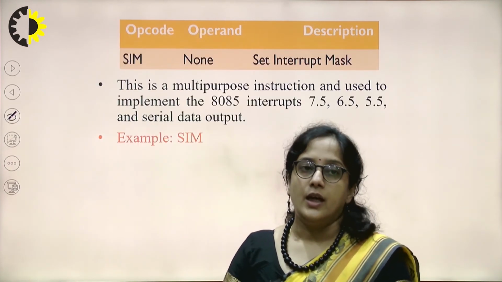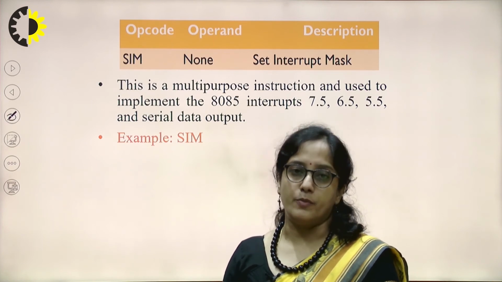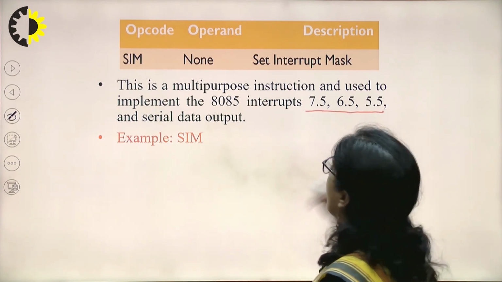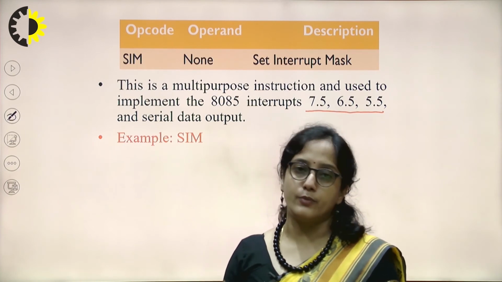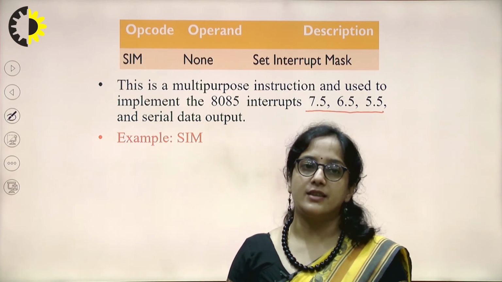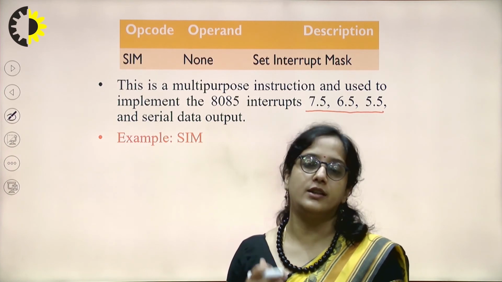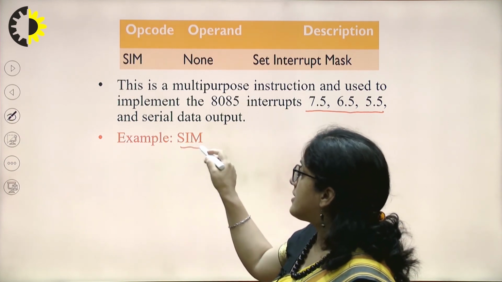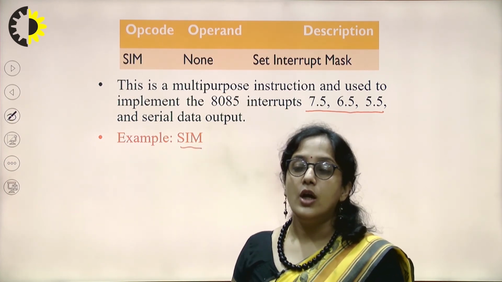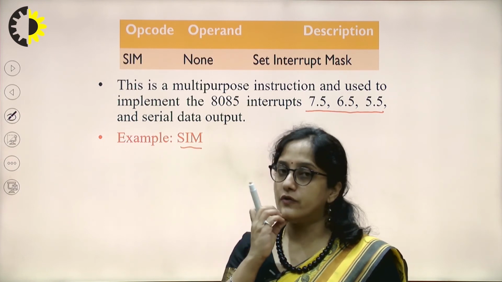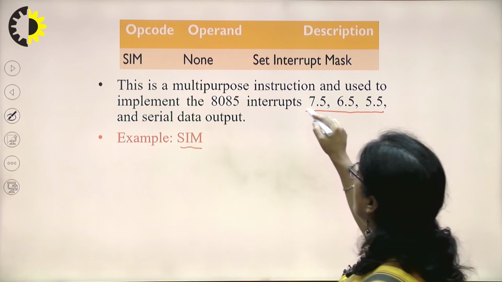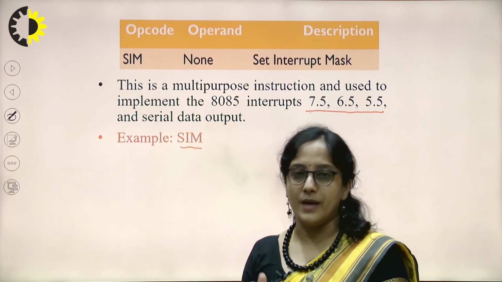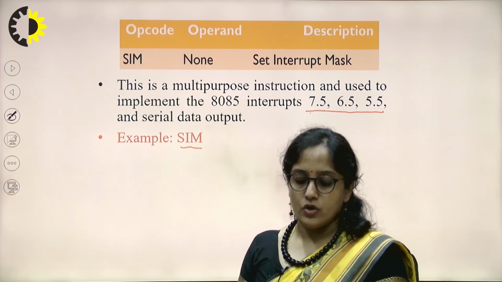SIM. This instruction performs multiple operations. It is used to implement the hardware interrupts RST 7.5, 6.5, 5.5, and also to serially transfer the data, serially output the data. So whenever the SIM instruction is executed, we use it to transfer our data serially, and also to set the interrupts, whether we have to mask the interrupt or enable the interrupt. So how are we going to do that?